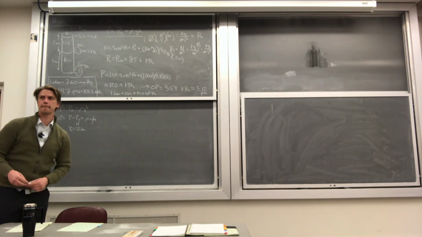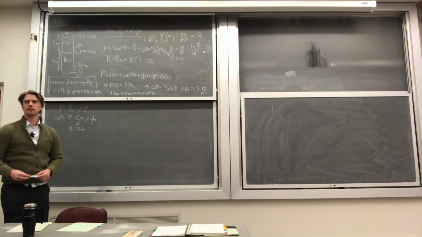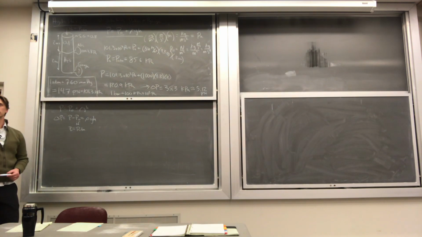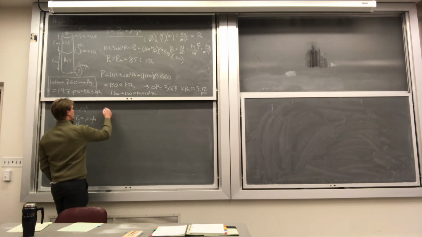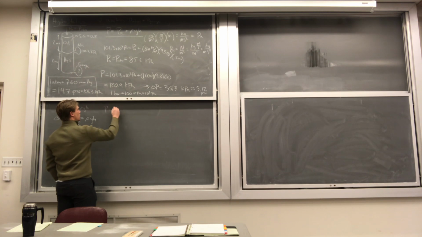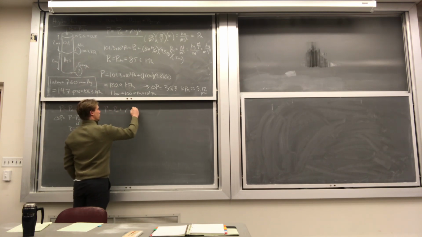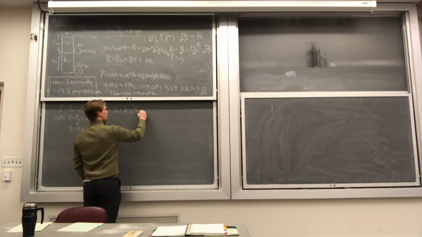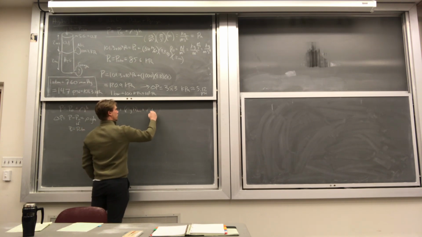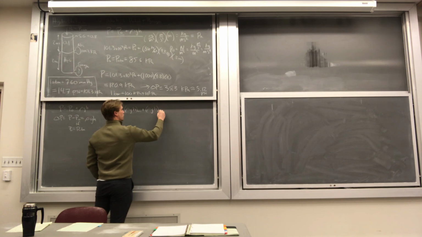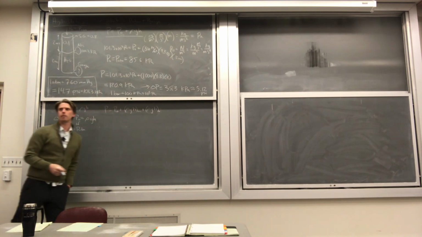Yes? Could we also solve that by just finding the pressure exerted by the oil and then calculating the pressure exerted by the water and adding those two values? Yes. So you could also combine this. So we could do the pressure at the bottom would be equal to P naught plus rho gh of the oil plus rho gh of the water. That'd be totally fine.